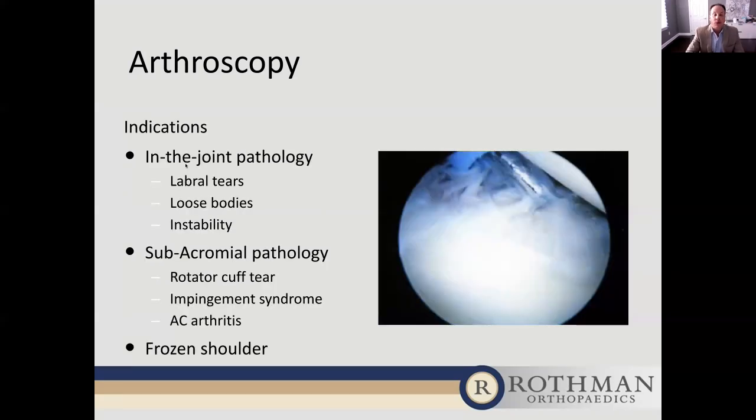So what do we do with arthroscopy? We look in the shoulder joint, which we just talked about. We can repair labrum tears when people dislocate their shoulder. We can take out loose bodies of bone and cartilage, and we can fix shoulder instability.